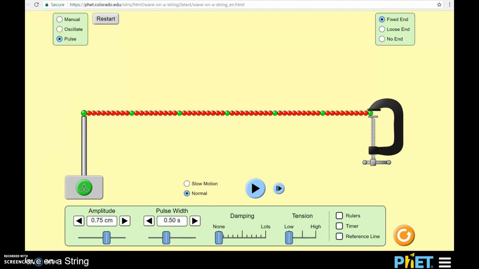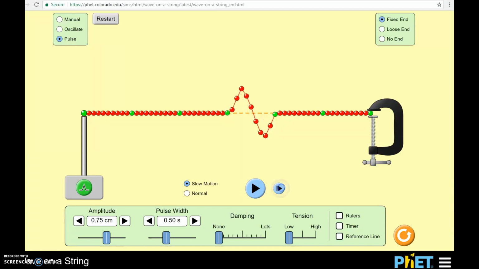I'm going to create two identical waves. Here's the first one. It reaches the end. They're about to overlap. What's going to happen? Watch carefully. You see that? Let's watch again. For a brief moment, these two waves, one is positive, one is negative, they very briefly cancel out.